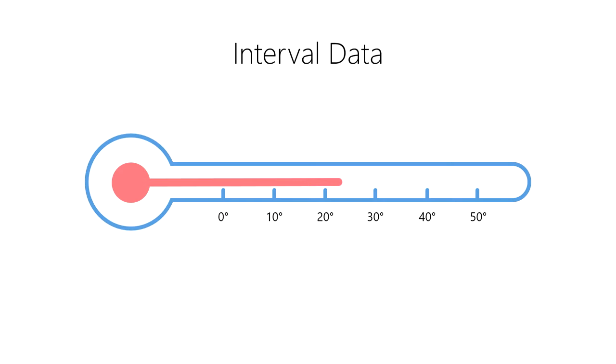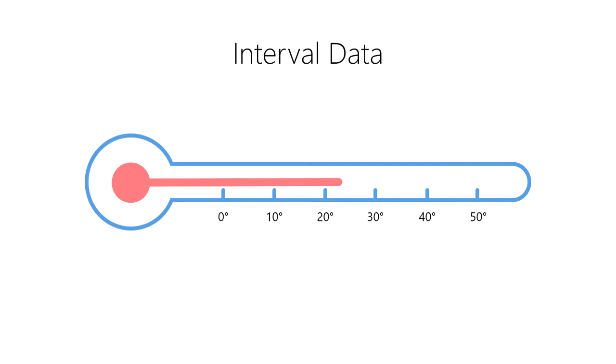The difference between 20 degrees Celsius and 30 degrees Celsius, which is a 10 degree change, is the same difference in temperature as a change from 40 degrees Celsius to 50 degrees Celsius, also a 10 degree change. So we can perform addition and subtraction with this interval scale.